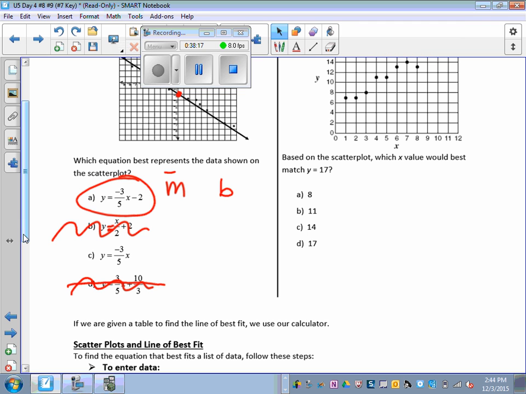Okay. So now we get to learn how to find this equation using our calculator. So everyone needs to have a calculator out and get ready. I want everyone on your calculator to find the stat button.